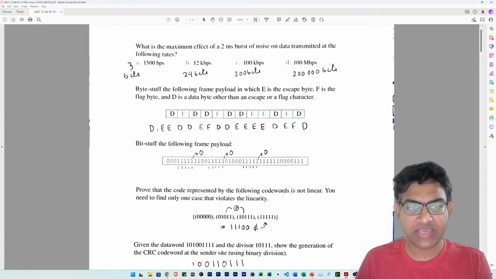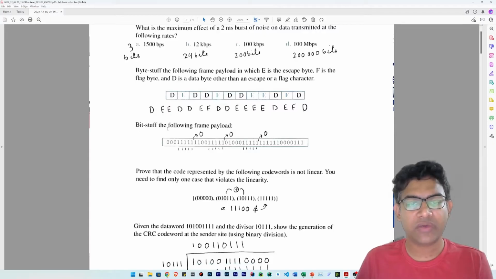So before this E, I added another E. Before this F, I added an E. These two E's are then added each with their own E's, giving rise to 4 E's over here. And then this F also has its own E, right? This is how you byte stuff the following payload.